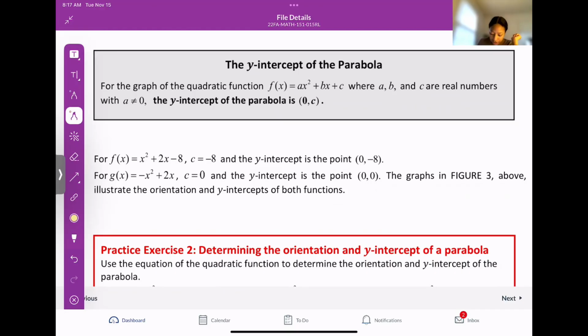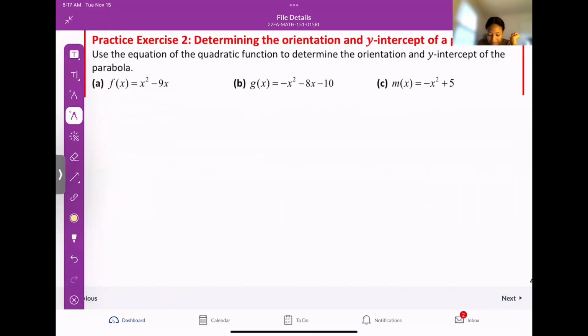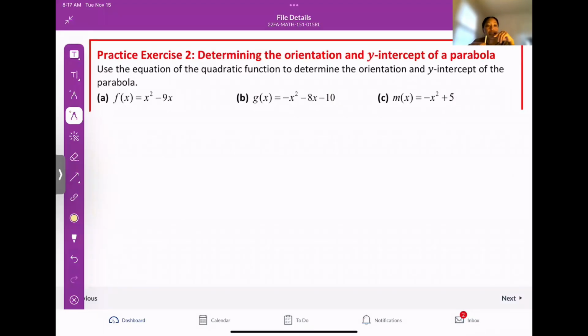All right, so in exercise 2, we're going to put those two easy things to use. Determine a and c, and then use that to find the y-intercept and determine whether or not the parabola opens upward or downward. For part A, f of x equals x squared minus 9x. There is no constant term here. That means the constant term is 0. So c is equal to 0, and a is equal to 1, because we have 1x squared. That means that the y-intercept is 0 comma 0, and this parabola opens upward.